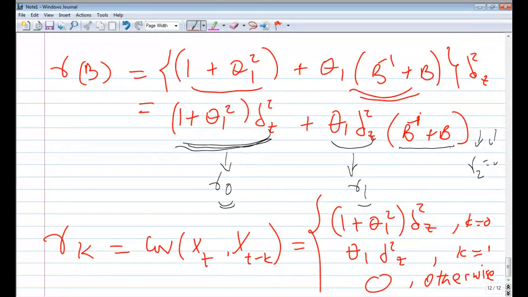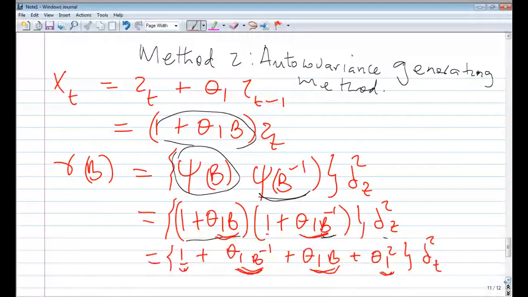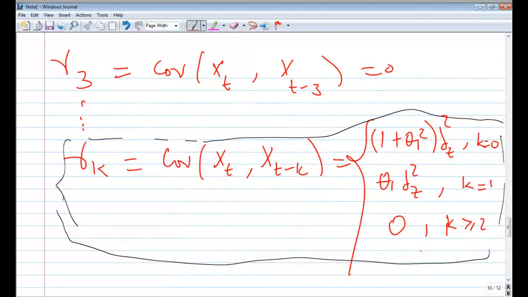So which is the same as what we did on the previous page. So this is how to calculate autocovariances using the autocovariance generating function method. If you want to check, you can check it. They're the same as this one.